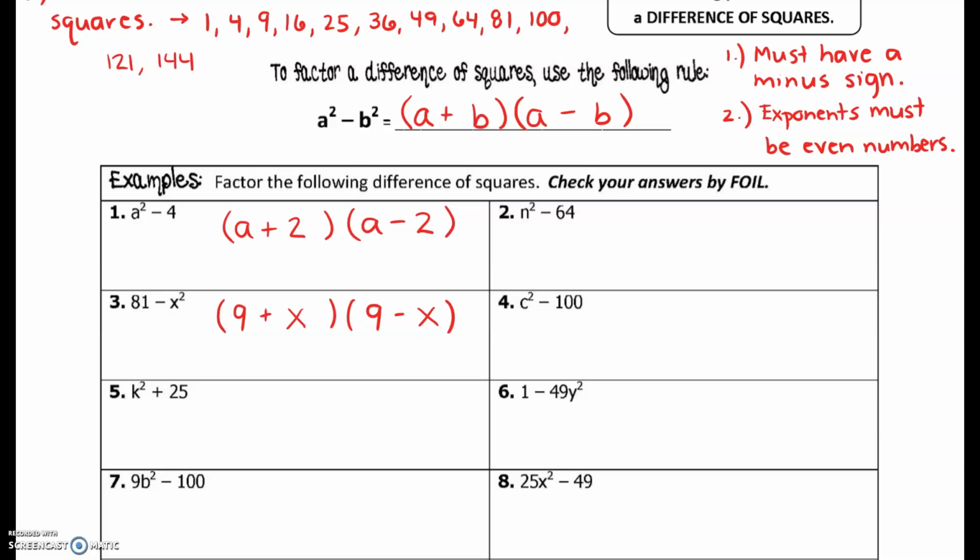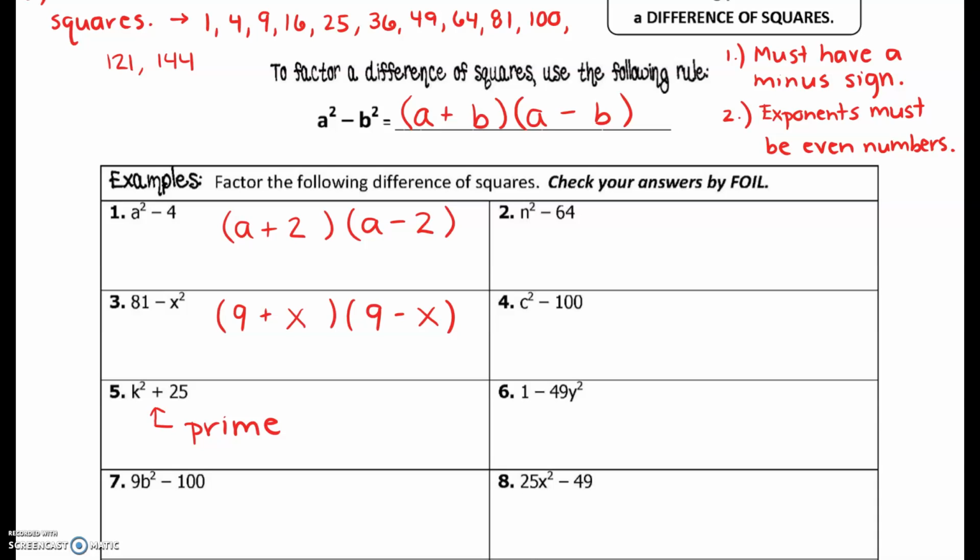In number 5, I hope something jumps out at you. If you look at number 5, you will notice the sign here is addition. It must be subtraction. So if there is a plus sign here, it cannot be factored. We will write that this is prime or cannot be factored.